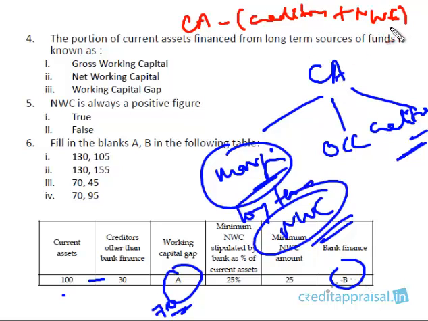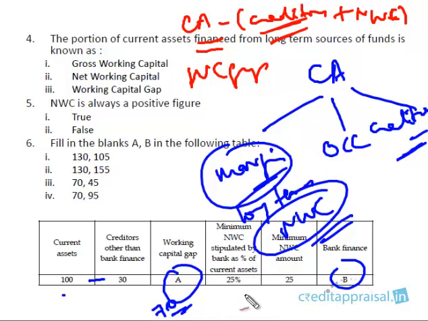So only the balance the bank will finance, right? Current assets minus creditors is known as the working capital gap. From the working capital gap, we then deduct the NWC. See, from 70 we deduct the minimum NWC.